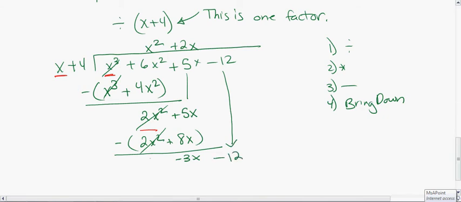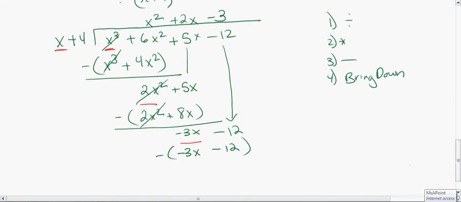Repeat. X goes into negative 3x a negative 3 times. So minus 3, I'm putting that over the 12. Negative 3 times x is negative 3x. Negative 3 times 4 is minus 12. And now I'm going to subtract. Negative 3x minus a negative 3x cancels. Negative 12 minus a negative 12 also cancels.